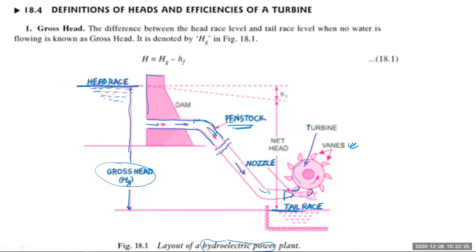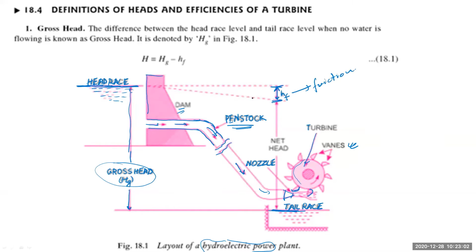This is your dam, and you know that if there is a pipe, there will be some losses. We have seen there can be frictional losses, called major losses, and there can be some minor losses also. Those losses we have considered here, represented by HF. We are considering that this much amount of head is lost due to friction.